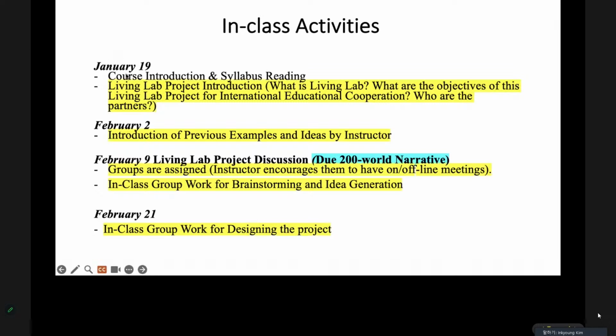On the first day of our class, I introduced the idea of a Living Lab project that would be totally new to students, focusing on the following questions. What is Living Lab? What are the objectives of this Living Lab project for international educational cooperation? And who are the partners?